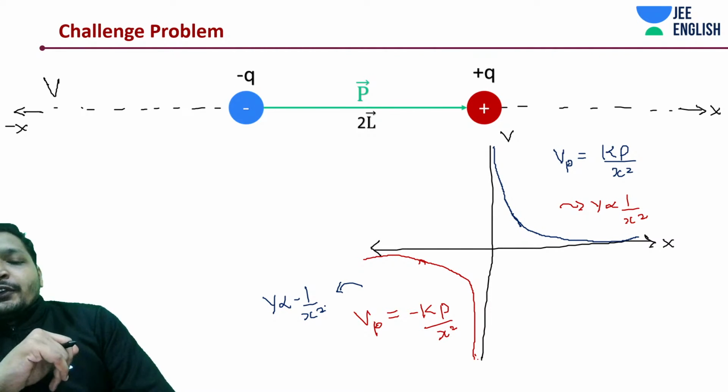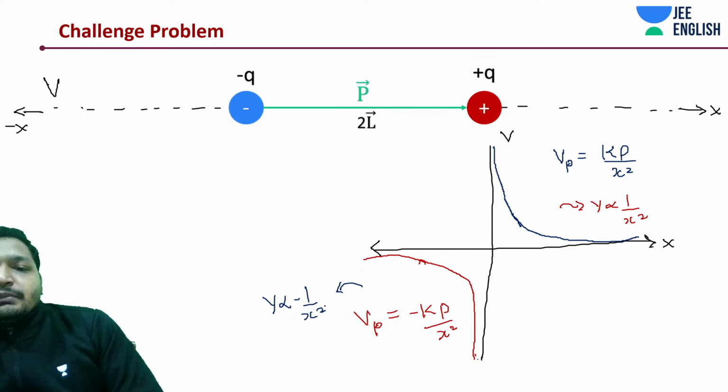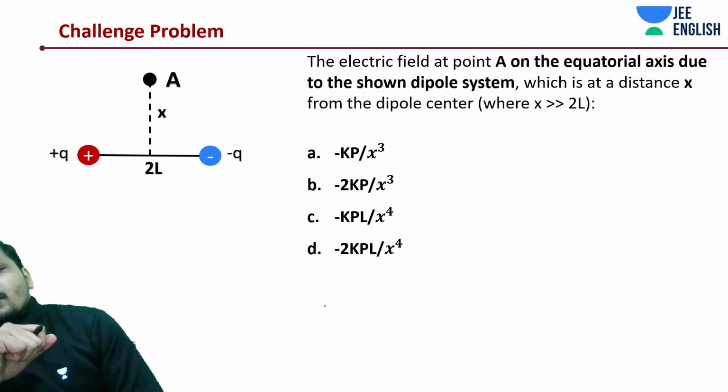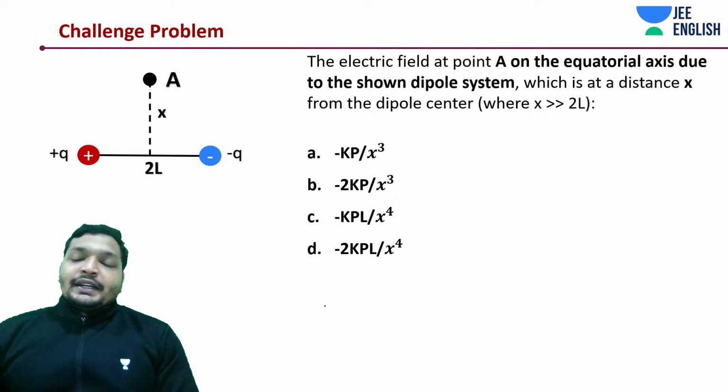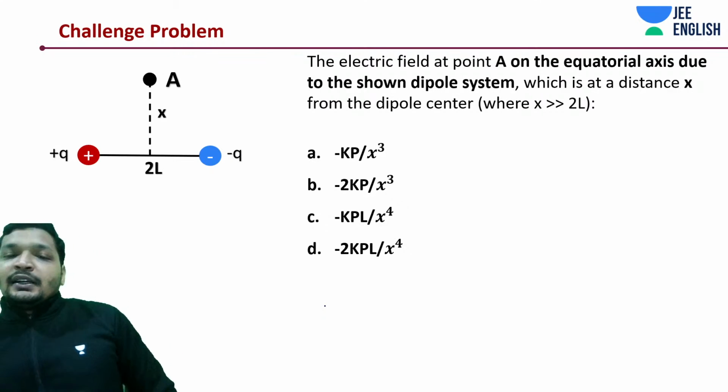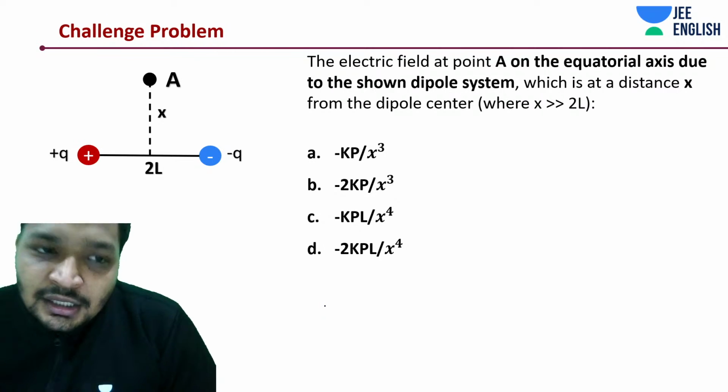A very important point to note: electric field direction is going to remain the same. Magnitude, it will just become a positive thing, whereas in electric potential, what is happening? One side it's negative, the other side it's positive. Alright, now comes the most interesting part of this discussion.